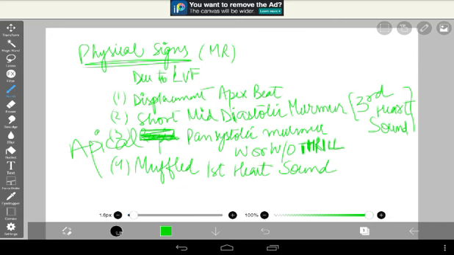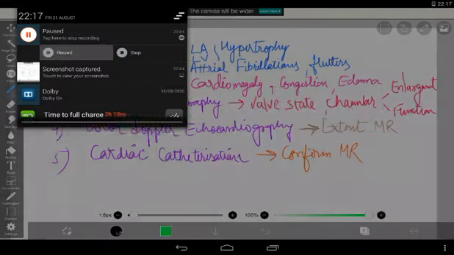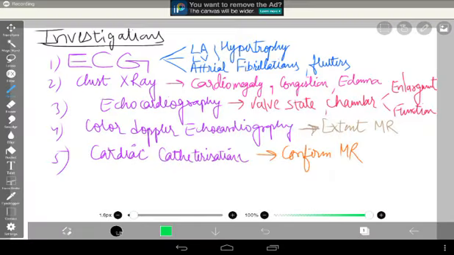Now let's talk about the investigations. There are 5 investigations that we can do. First is ECG, that is electrocardiogram, and this may show left atrial and left ventricular hypertrophy and atrial fibrillation, as well as flutter or ventricular ectopics.